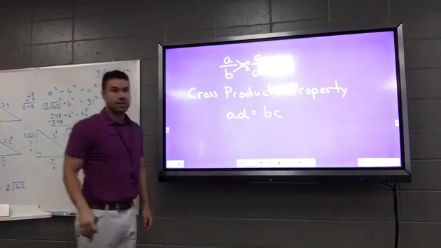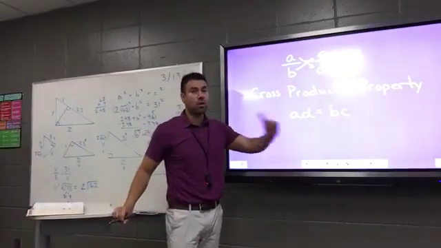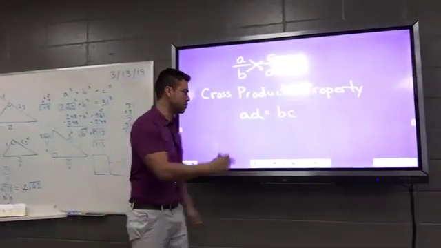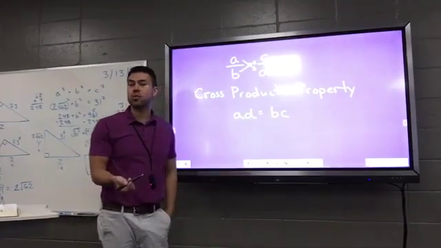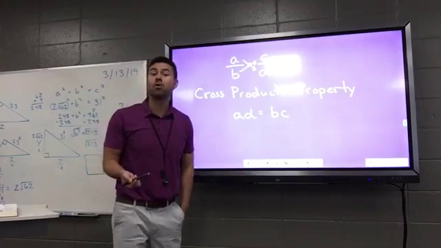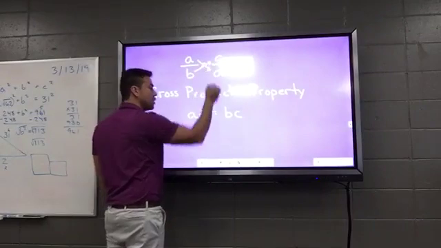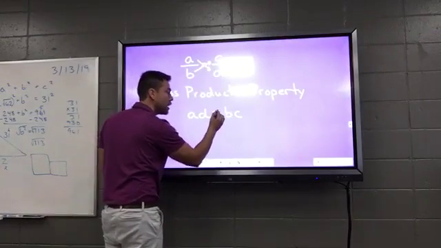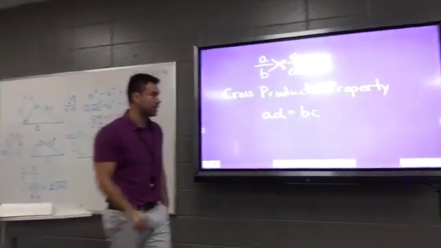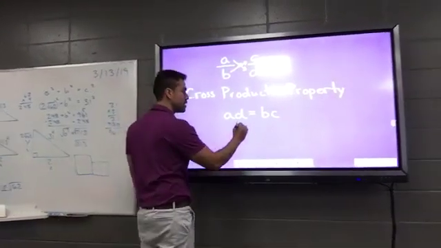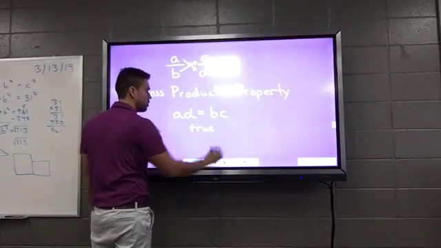B times C, oh, hold on, I'll get that question in just a moment. If these two products, remember what's a product? It's an answer to a multiplication problem. So if I multiply these two, and I multiply those two, and those two numbers equal one another, guess what kind of proportion this is? True or false? True. It's true. So this would be a true proportion.